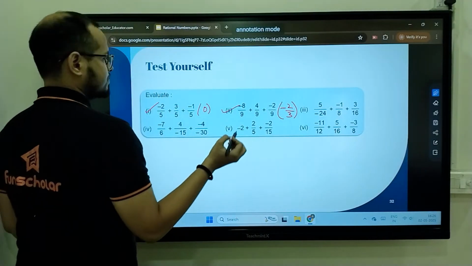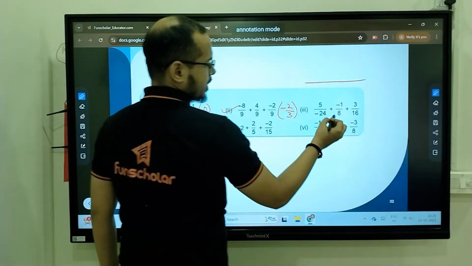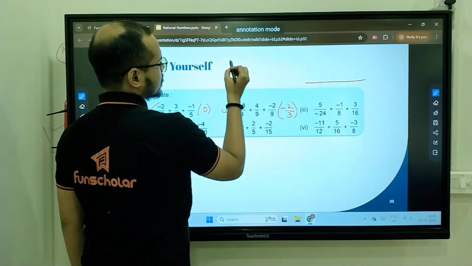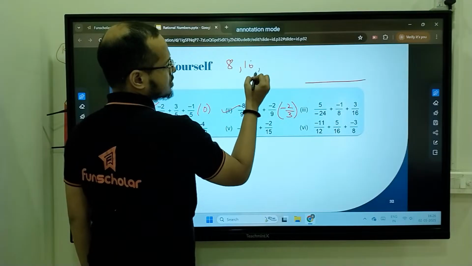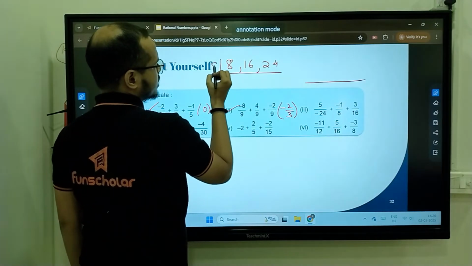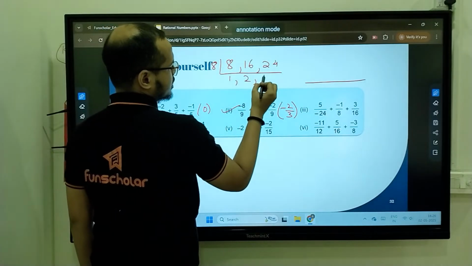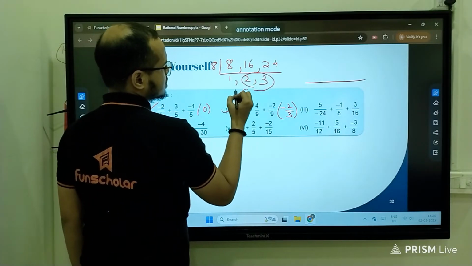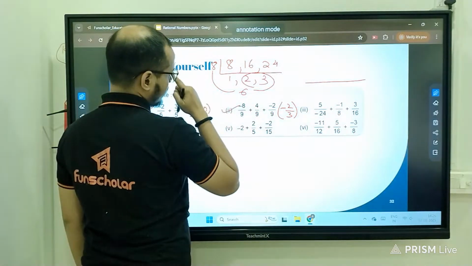Now the third one, let's find out. 8, 16, 24. Okay, let's start off with 8 only. 8 ones are 8, 8 twos are 16, 8 threes are 24. So 6 eights are what? 48.